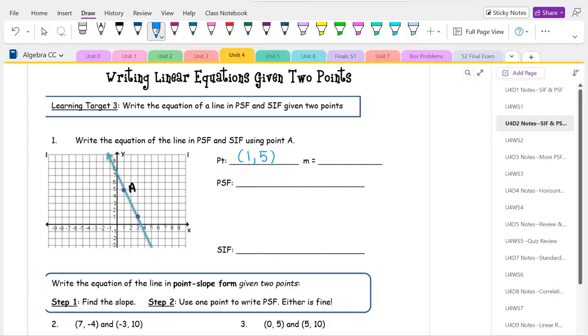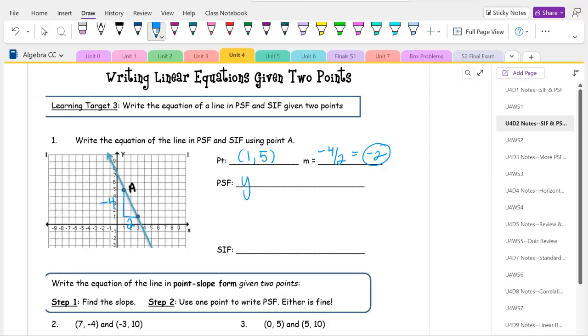And then our slope, our m, we are going down 1, 2, 3, 4, and over 2. Make sure you write this as a fraction, not a point, and then go ahead and actually simplify. Next, we're going to write our point slope form.